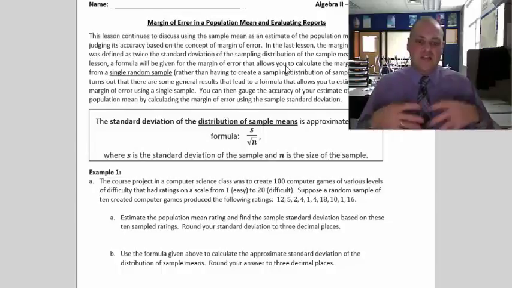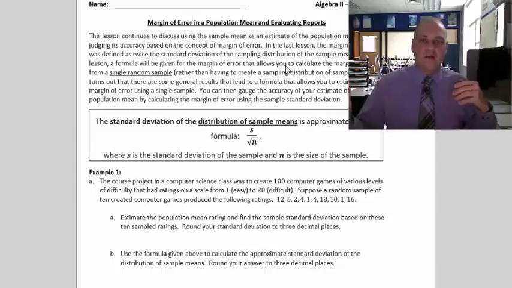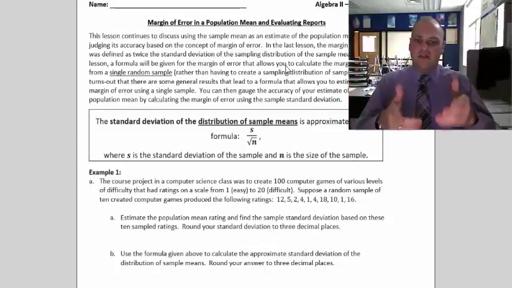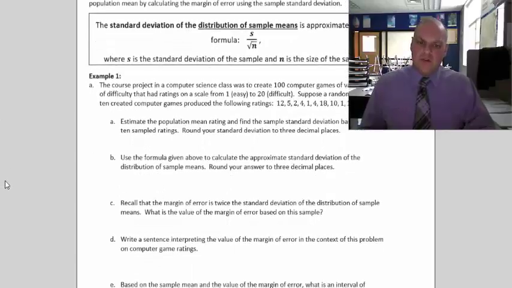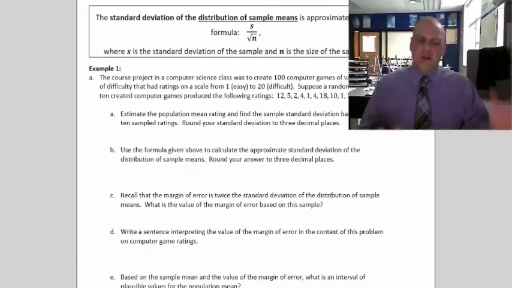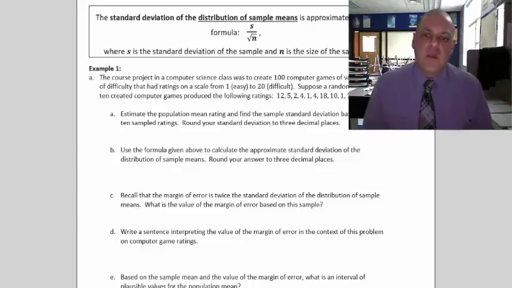You might just take a sample of anything. It could be heights, weights, shoe sizes. In this case, example 1, we saw this example similar to it in our last lesson. The course project in a computer science class was to create 100 computer games of various levels of difficulty that had ratings on a scale from 1 easy to 20 difficult. Suppose a random sample of 10 created computer games produced the following ratings.